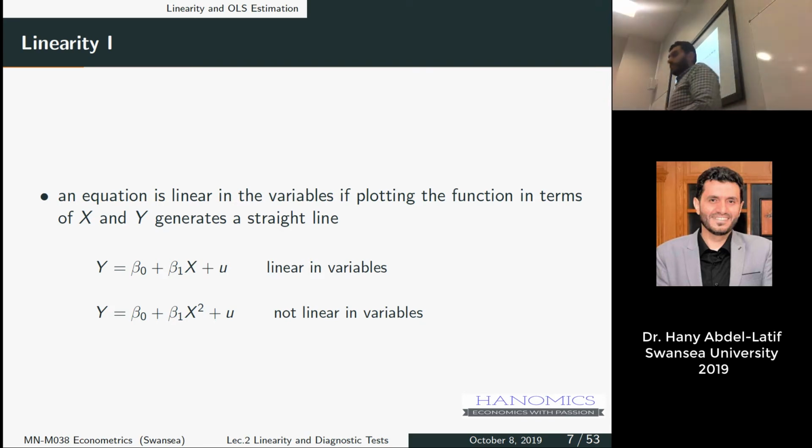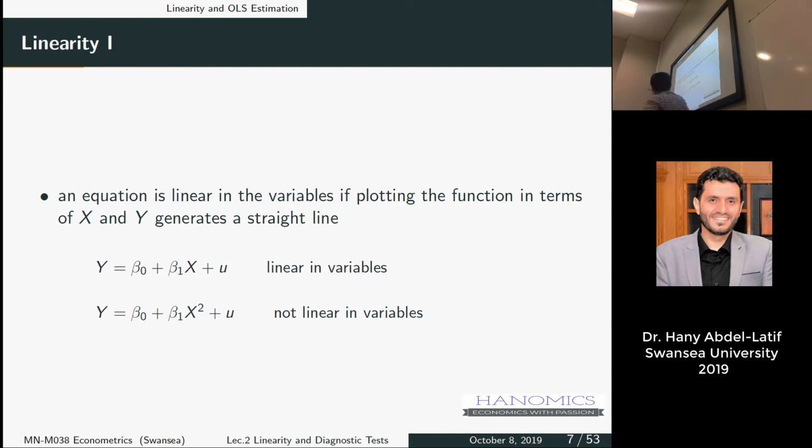So we have 2 equations here. This equation is linear in variable. If you plot this, it will probably be a straight line, because x here is not raised to any power greater than 1. And this one is not linear in variable.